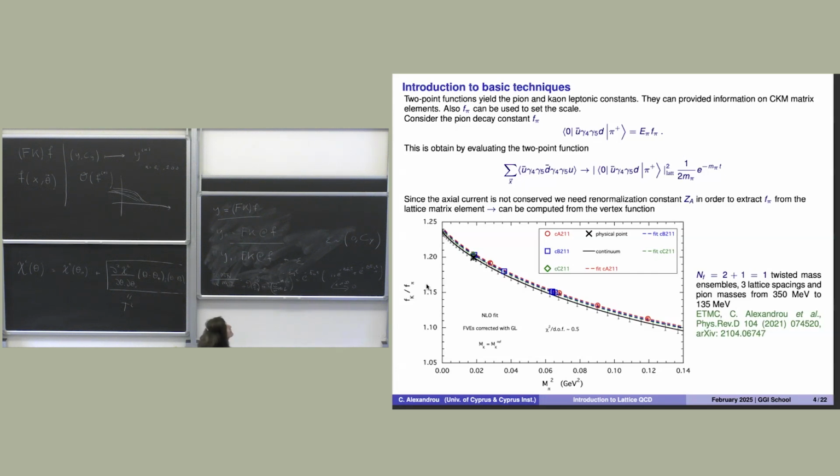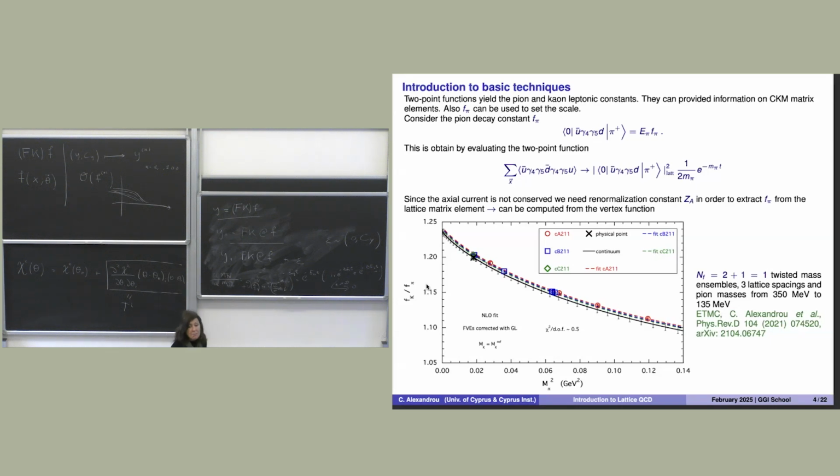To extract this thing, and then using this formula, I can compute the f pi. And here I show you a ratio of the kaon decay constant divided by the pion decay constant as a function of the kaon mass, because I didn't do this calculation at the physical point, extrapolated to the continuum limit. And this is using twisted mass samples.